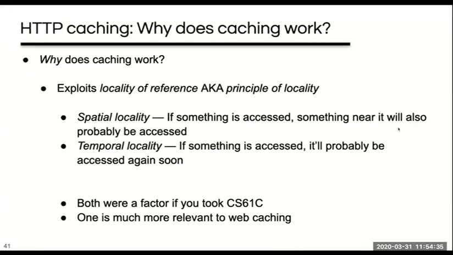So, starting with caching. First, a quick refresher. I'm going to make this super quick. Why does caching work? Caching works because of the principle of locality. There's basically 2 kinds. There's spatial locality, which means if you accessed a thing, you'll probably access another thing nearby. Temporal locality says, if you access a thing, you'll probably access it again soon. If you've taken 61C, you're familiar with both of these in the context of CPU caches.